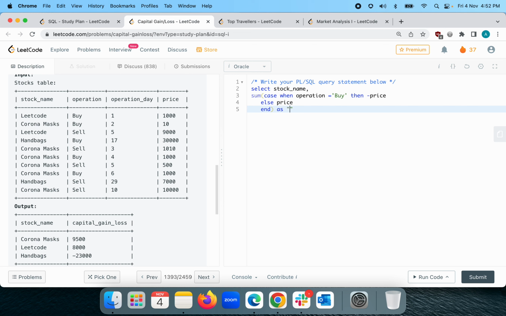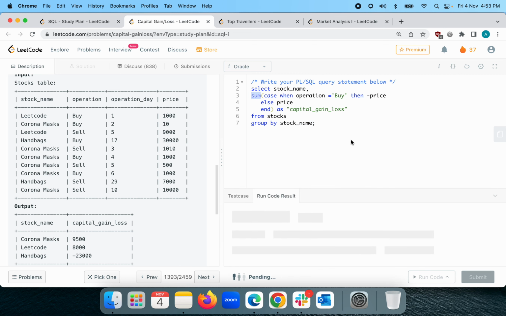I want to give it the alias that is given to me here, so I will simply copy it and paste it there. And from which table do I want this? From the stocks table. I need to group it by stock name, as I told you earlier. In this part, according to buy or sell, we are making the price negative or positive and then summing it up. Since we are using an aggregate function here, we need to use group by. So we are grouping it according to stock name and then using the sum function.